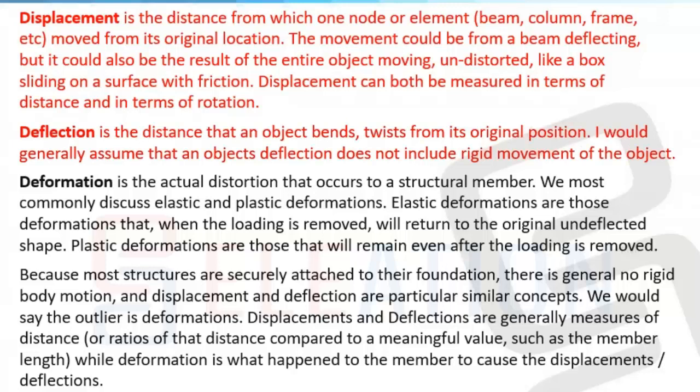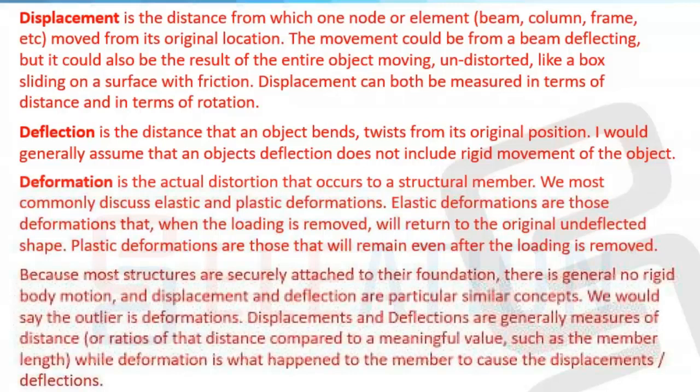Deflection is the distance that an object bends or twists from its original position. We would generally assume that an object's deflection does not include rigid movement of the object. Deformation. Deformation is the actual distortion that occurs to a structural member. We most commonly discuss elastic or plastic deformations. Elastic deformations are those deformations that, when the load is removed, will return to original undeflected shape. Plastic deformations are those that will remain even after the loading is removed.